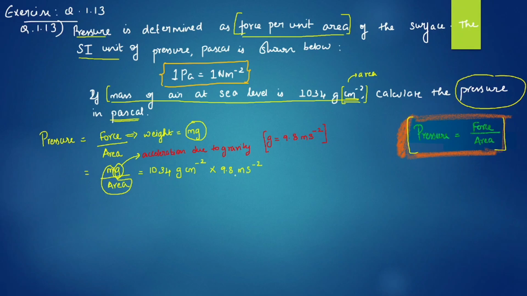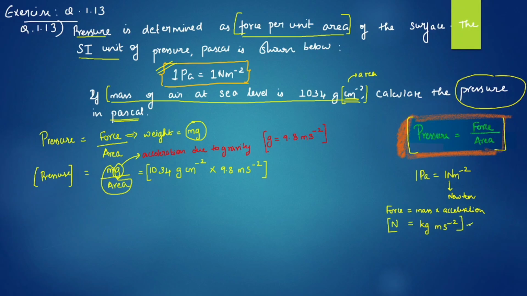So in the question, they have asked us to calculate the pressure in Pascal, and let's see what we can do after this. So unit of pressure is Pascal. So 1 Pascal is 1 Newton per meter square. Newton is nothing but the unit of force. And we know that force formula is mass into acceleration. So unit of mass is kilograms and acceleration is meter per second square, and force unit is Newton.